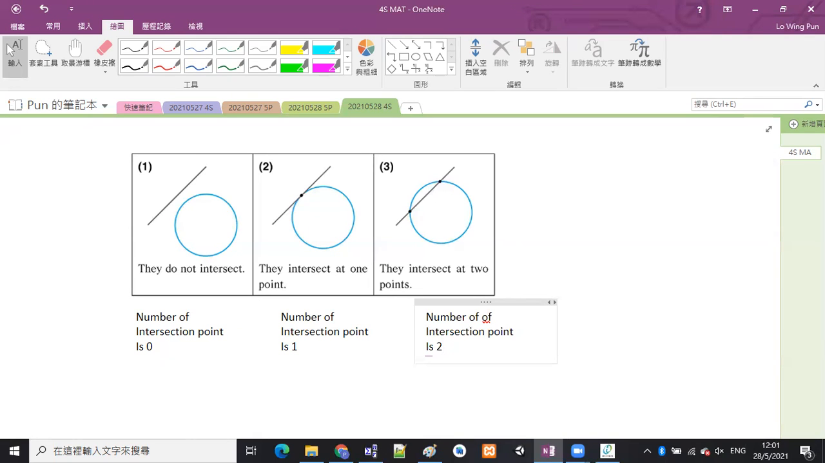Case 1 is not interesting at all, so we are not going to learn anything in case 1. Case 3 is interesting only when we are doing coordinate geometry later, in Form 5. So we are not going to learn any new theorems from case 3 also. So what is remaining is case 2.